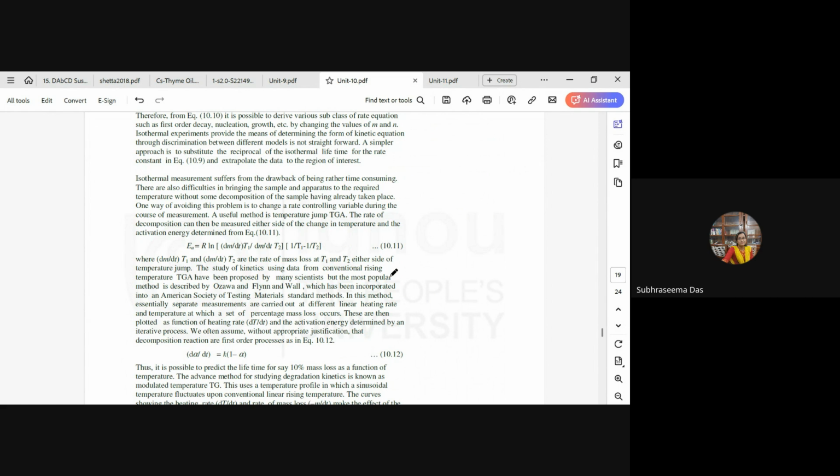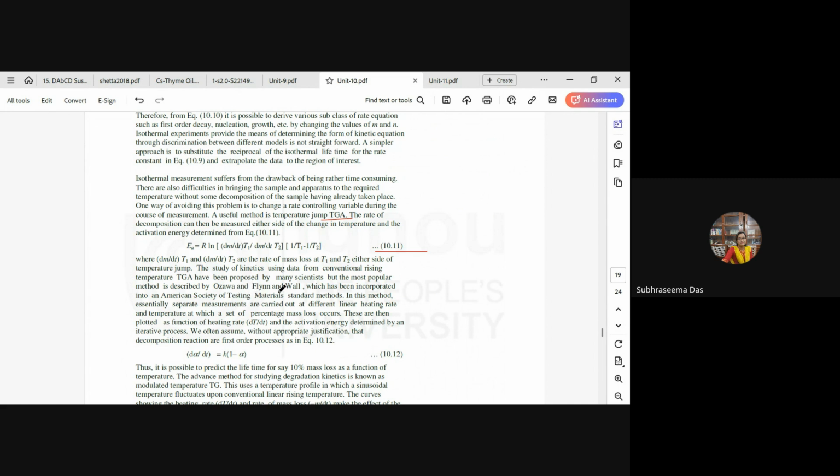having already taken place. So one way of avoiding this problem is to change a rate controlling variable during the course of measurement. So here in TGA, the jump in temperature can be recorded easily, and it is given by the equation using EA, that is the activation energy, in 10.11. Here dm by dt represents the rate of mass loss at temperatures T1 and T2, which can be obtained from the TGA plots.